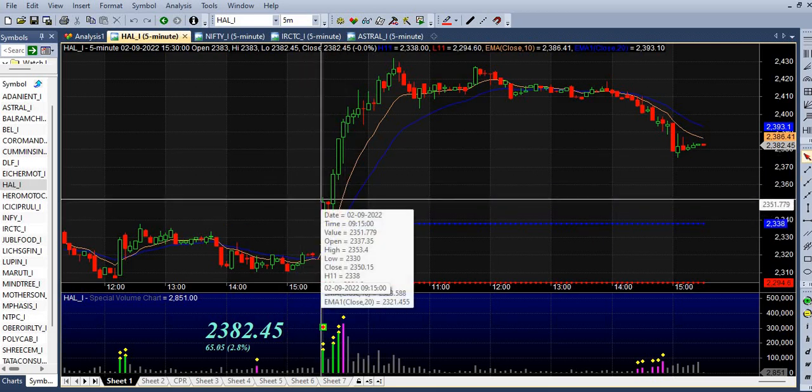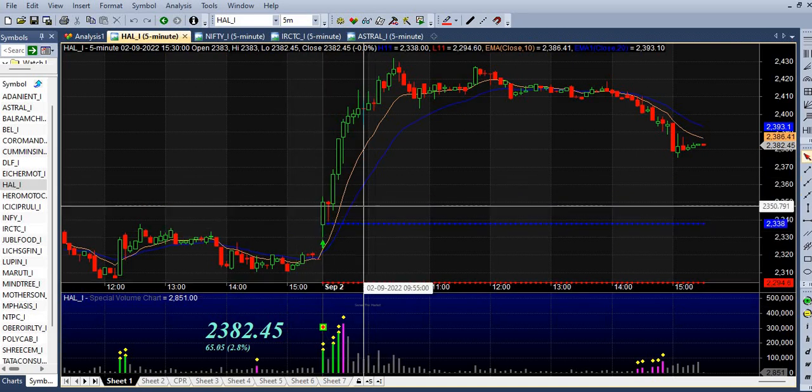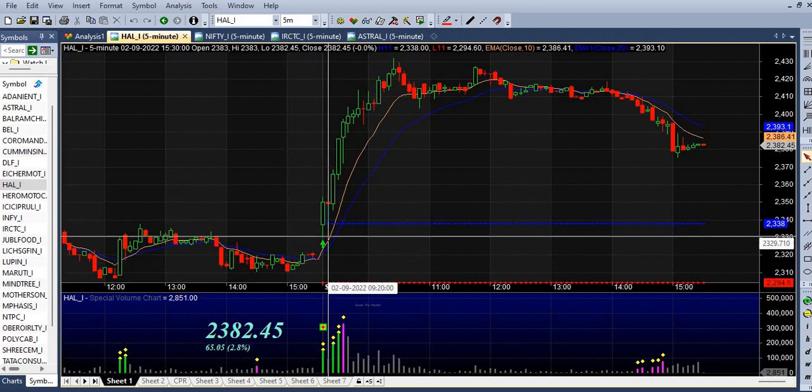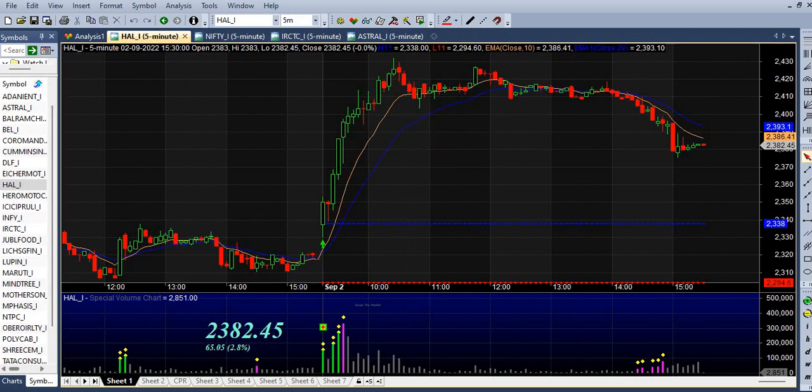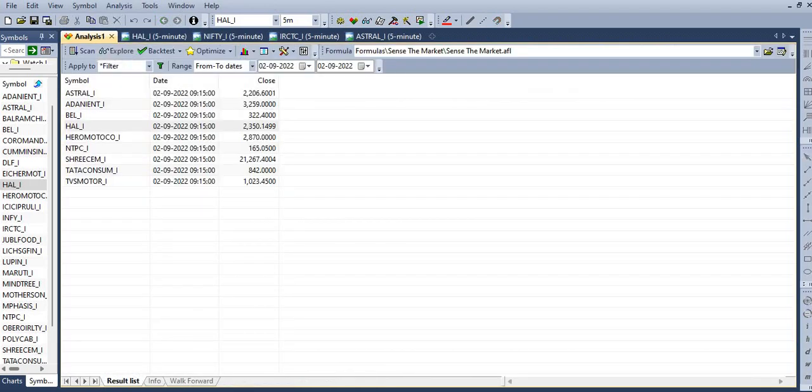Right. So this is a nice stock that we have selected. Also, we missed it, but we have selected later in the afternoon. It was really good, and it went all the way up. At around 10:45ish, we exited from this particular trade with almost 1:4 profit.